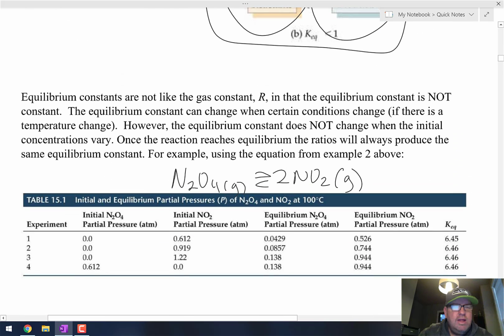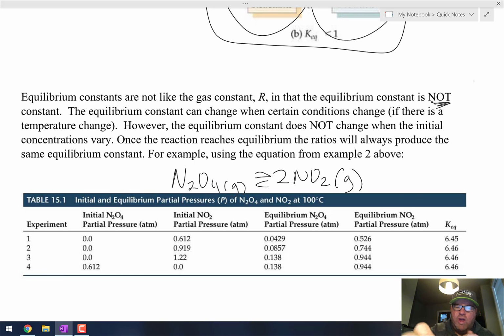Okay, and again, the key is that the equilibrium constant is not constant. Even within the same reaction, if you change the temperature, which we'll get to in a couple more videos, the equilibrium constant will also change. So not only does it change from one reaction to another, it also changes when you change the temperature of the reaction mixture. What doesn't change it, though, is changing your starting amounts of reactants and products.